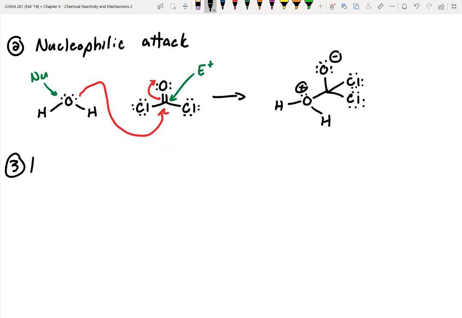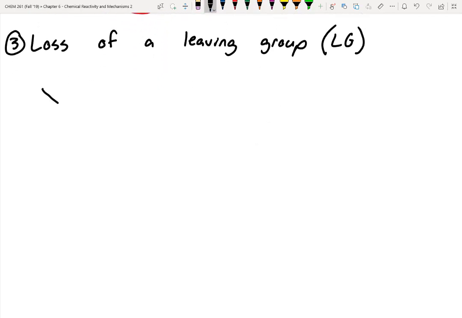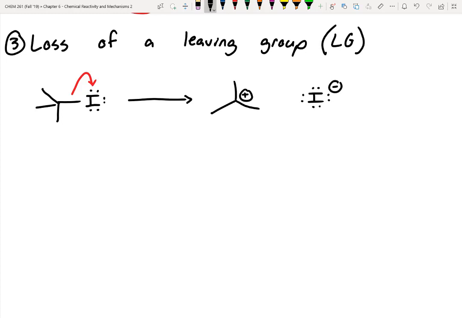And then number 3 is loss of a leaving group. And I call leaving groups just LGs because they're way too long to write out. And we actually saw this the other day in lecture, where iodine can actually just fall off of molecules. And when this happens, we can have a positive charge plus I with a negative charge. Does anybody know why this might happen? Why would iodine just fall off?